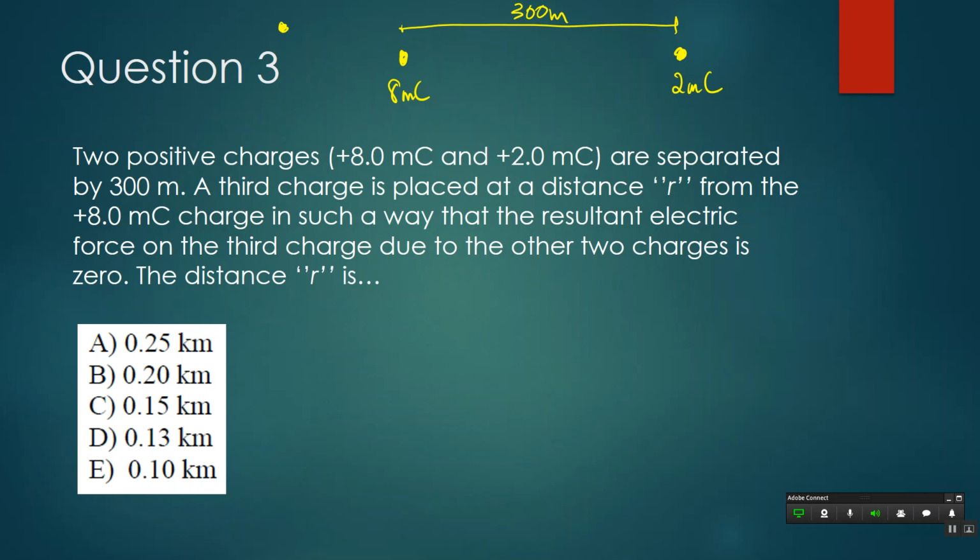The third charge is placed in such a way that the resulting electric force is 0. The third charge... okay, it doesn't tell you the charge. I don't know if this is going to be possible. And we're asking you for what this distance is. How is this possible?